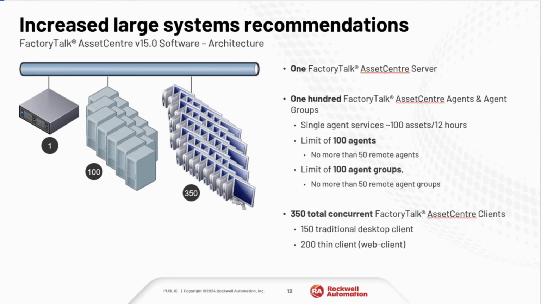So an asset could be a Rockwell PLC. It could be a VUSE HMI. It could be one switch. So that's what an asset would be. So going back to this architecture rule of thumb, you can handle up to 100 agents and agent groups, where half of them must be native to the directory that the AssetCentre server is being run upon. And then in terms of clients, you can have 350 total concurrent clients, where 150 of them are traditional application clients and 200 of them are those web-based clients.